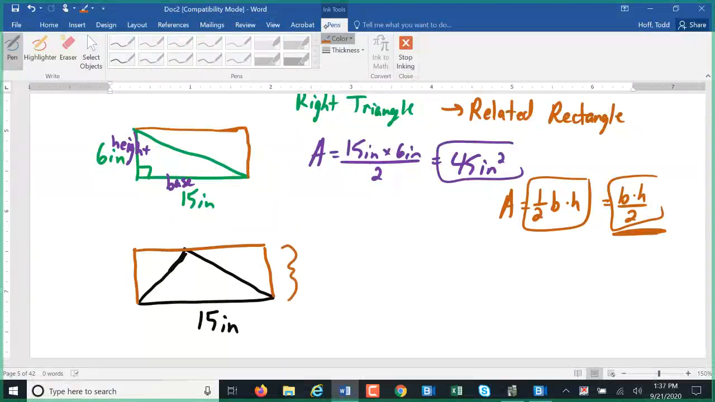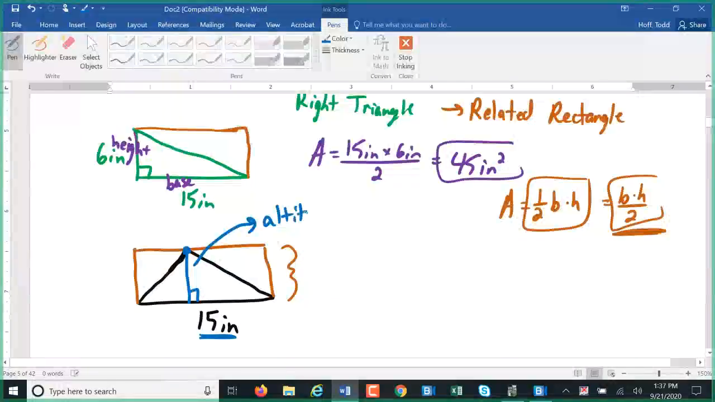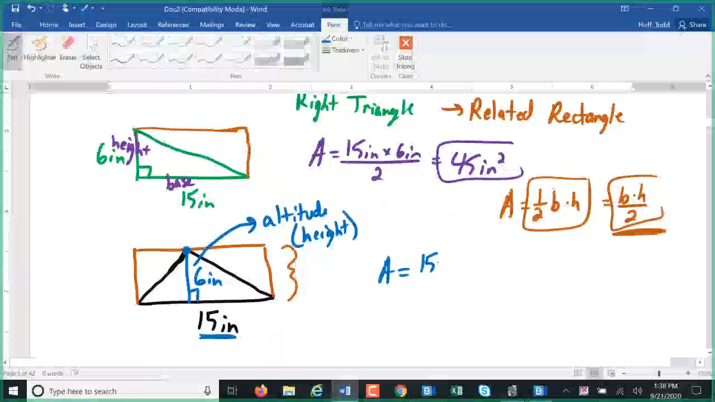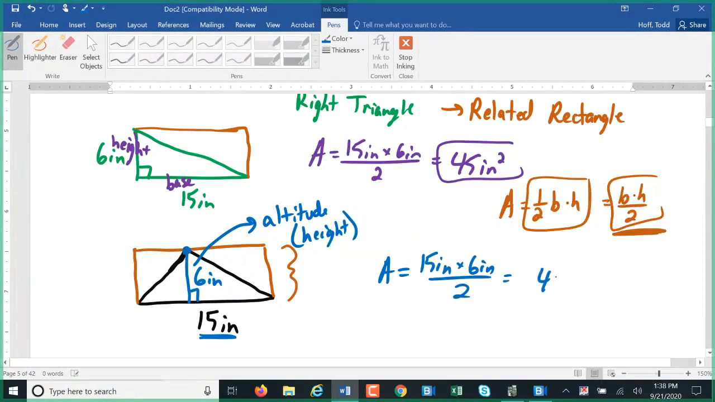Well, the way we'd find that dimension from the triangle is we go to the corner, the vertex that is not part of the 15-inch piece, and we measure the distance from that back to the 15-inch piece. Now remember, distance is always measured at a perpendicular. This is often called an altitude, or sometimes just the height of the triangle. If that is still 6 inches, the area of this triangle is still 15 inches times 6 inches divided by 2, or 45 inches squared.